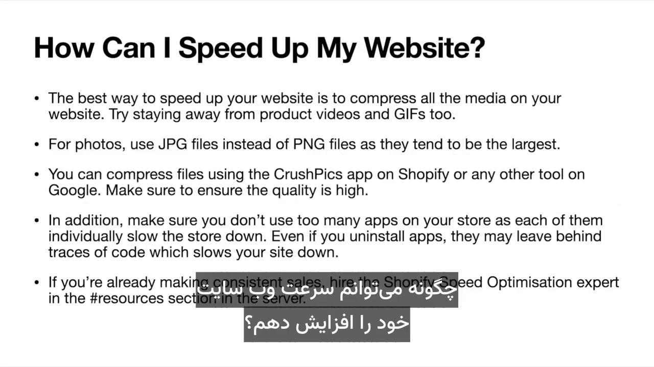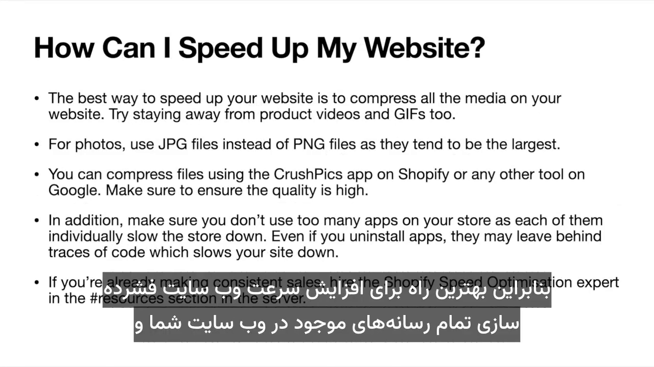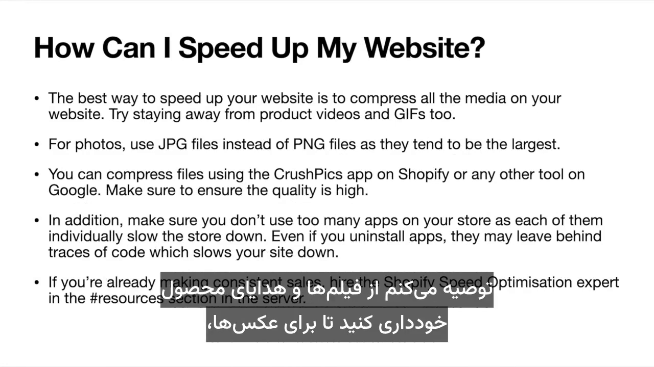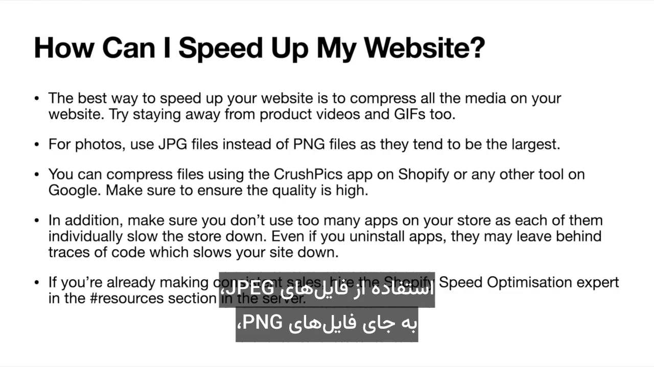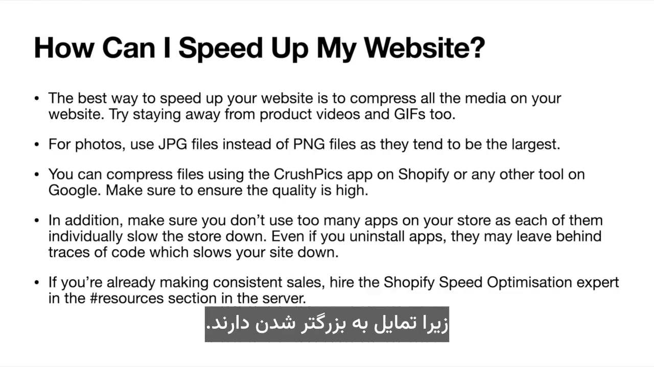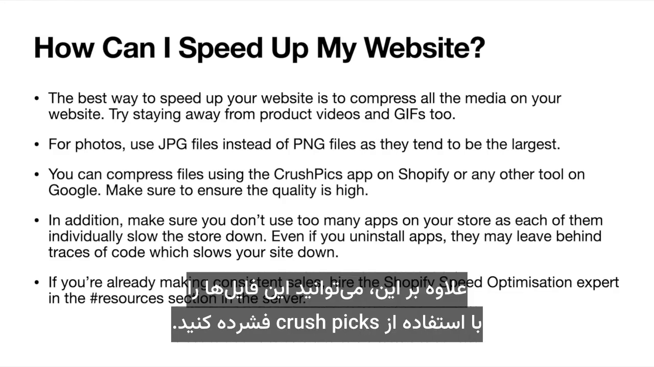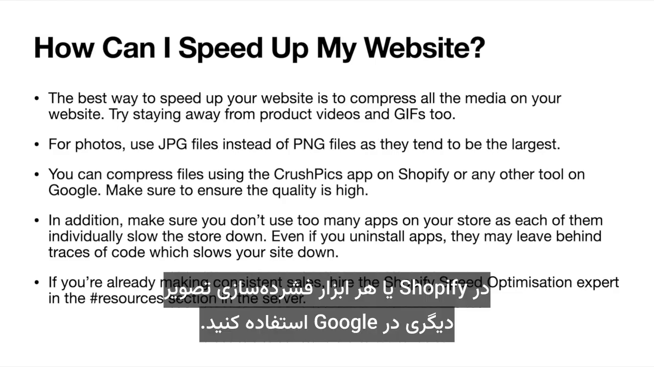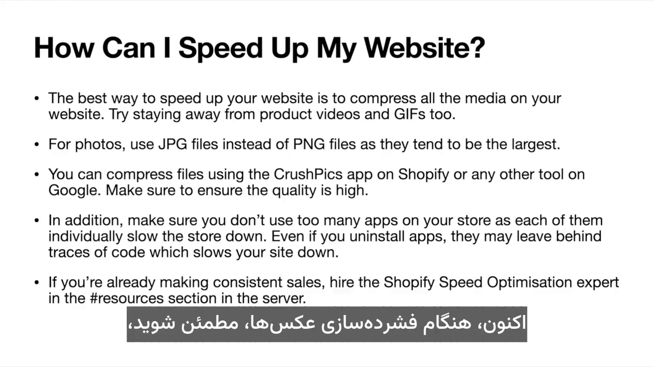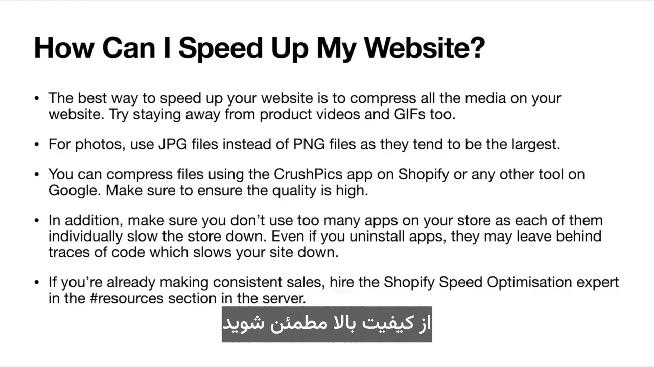How can I speed up my website? So the best way to speed up your website is to compress all the media on your website. And I'd recommend staying away from product videos and GIFs. So for photos, use JPEG files instead of PNG files as they tend to be largest. In addition, you can compress these files using the CrushPix app on Shopify or any other image compression tool on Google. Now make sure when you compress photos, make sure the quality is high. If the quality is not high, it will decrease your conversion rate.